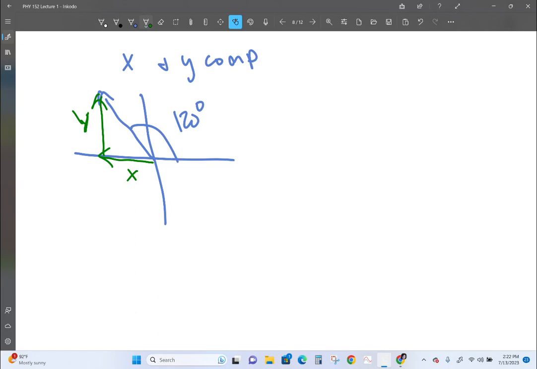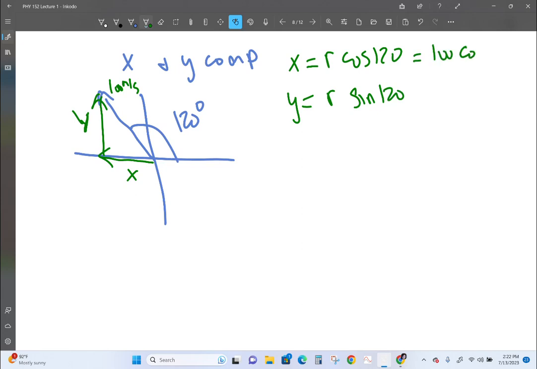So if I want to know what it is, let's say this was 100 meters per second at 120 degrees. X is always going to be equal to that value times cosine of the angle, and y is always going to be equal to the hypotenuse times sine of the angle. So in this case, it's going to be 100 cosine of 120, which is going to give us negative 50 meters per second. And this one's going to be 100 sine of 120, which is going to give us positive 87 meters per second.